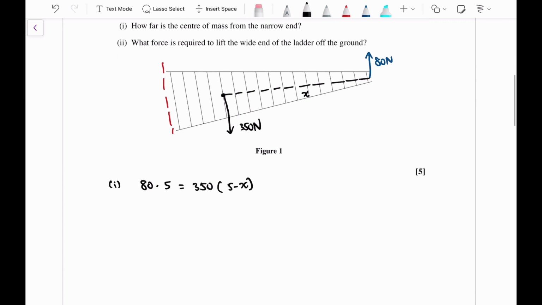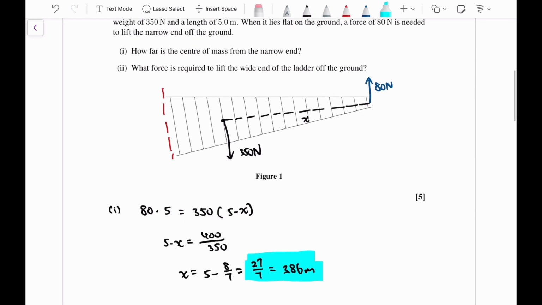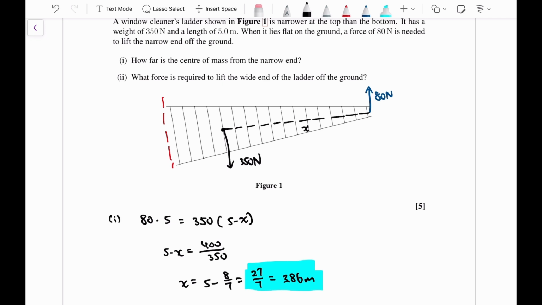And then we can solve for x. And this will be 27 over 7, and this will be approximately 3.86, something like that, meters. And then this will be the answer for the first component of the question. And for the second component, it asks, what force is required to lift the wide end of the ladder off the ground?